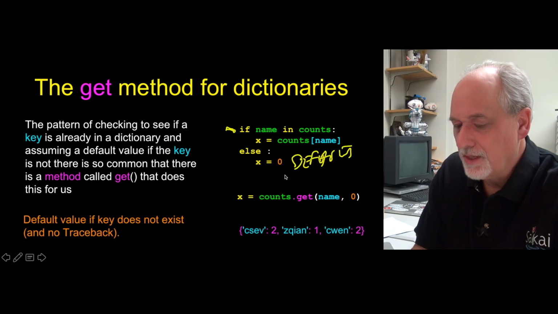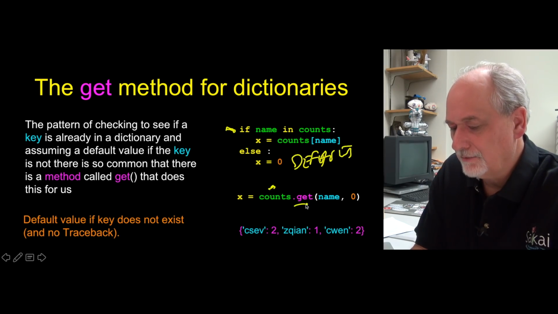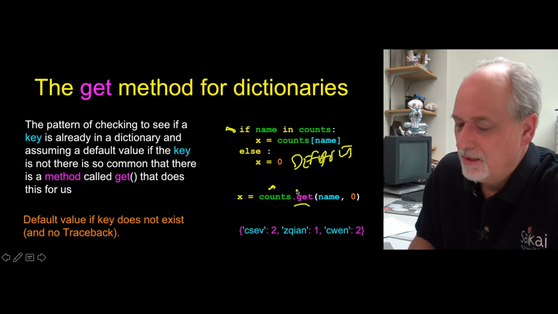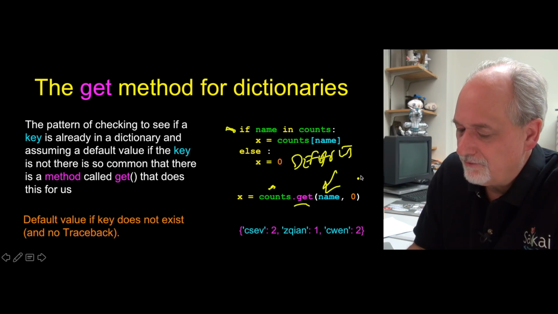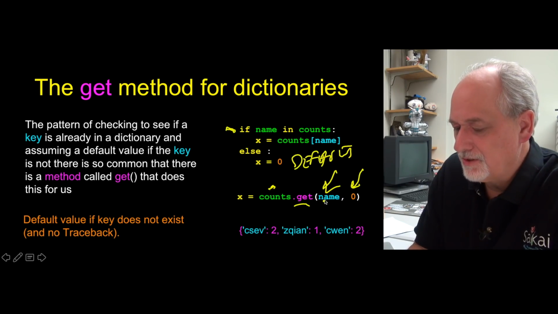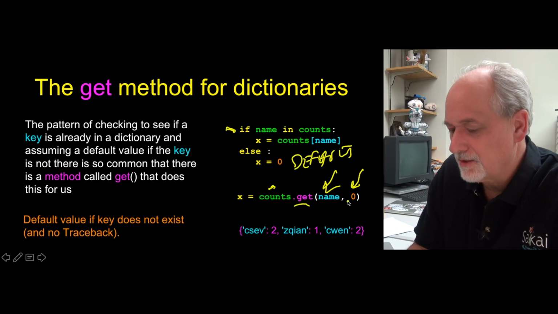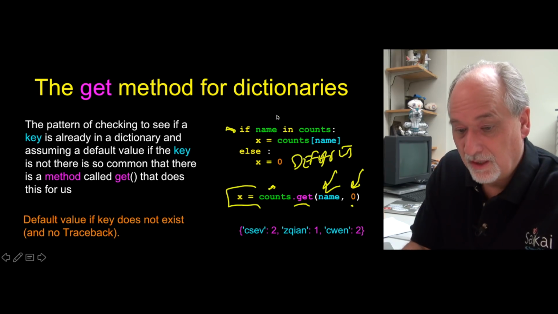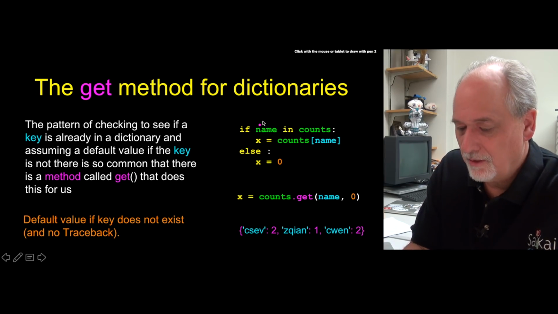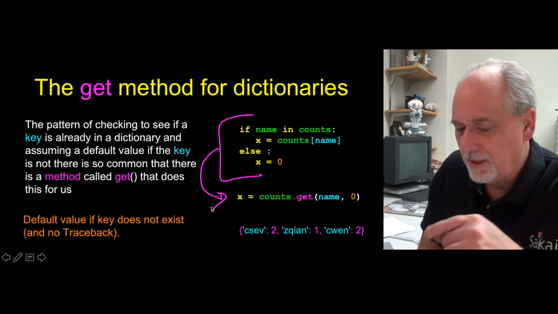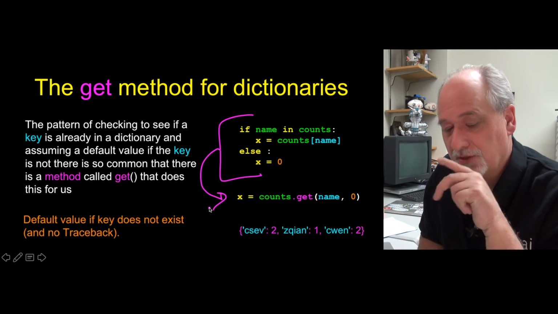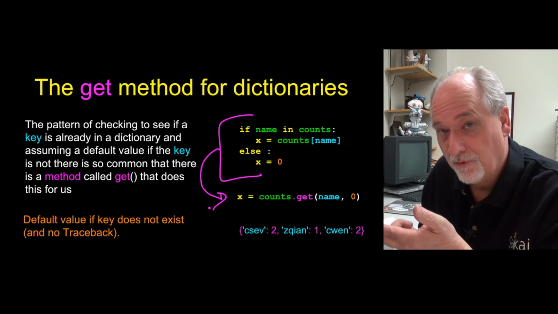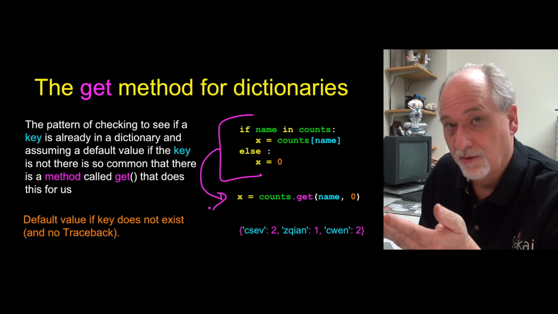And if you say counts, now counts is a dictionary, .get, that's like string.upper, that's a method. You give it a key and then a default. And if the key exists, you get back what's in the key. If the key doesn't exist, you get the default. Okay? And with no traceback, this works. So the best way to think about this is those 4 lines are equal to that 1 line, because x is either going to be whatever was in there before if it exists, or it's going to be 0.